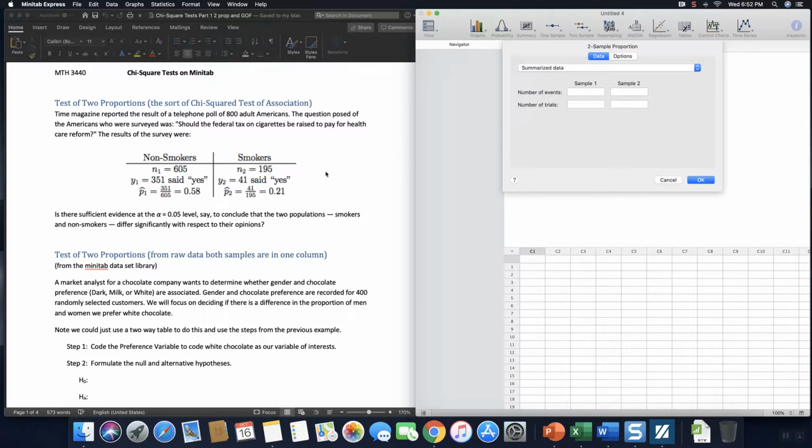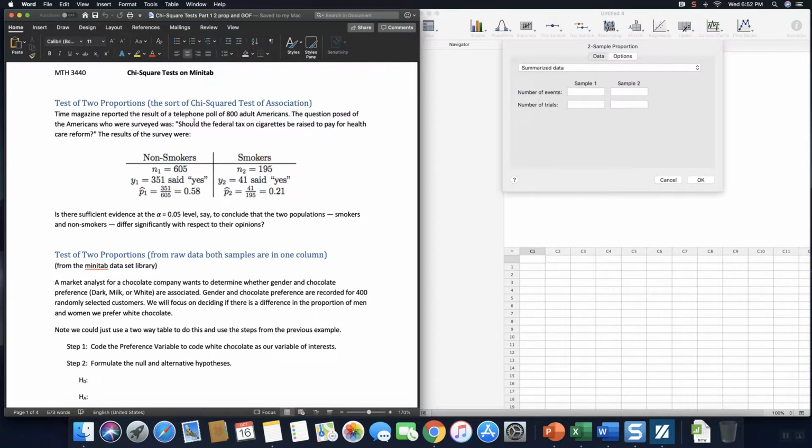With this question, you'll notice it's like, hey, smokers and non-smokers, what's your opinion? Should the federal government have a tax on cigarettes to help pay for healthcare reform? What's interesting about this question is clearly smokers and non-smokers are going to have a difference of opinion on this, but you want to know, is that difference statistically significant? And that's what this is going to do for you. Since we don't have the raw data from these 800 people that were telephone surveyed, what we have here is a summary of their results.